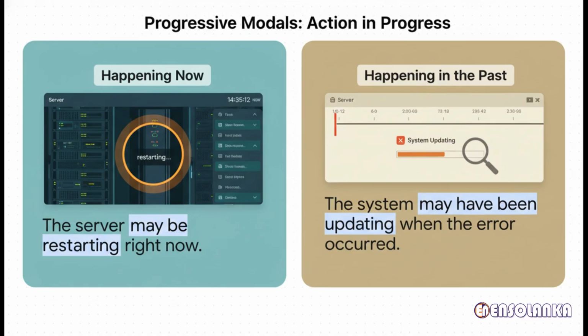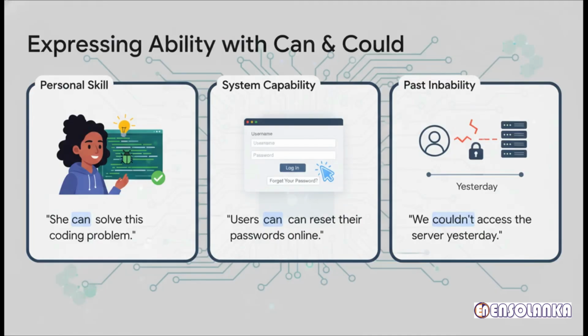It's super useful. Next up, let's talk about ability. Can is our go-to for talking about skills in the present, like she can solve this problem. It's also great for describing what's possible within a system, like users can reset their passwords. And for the past, we just flip it to could or couldn't.